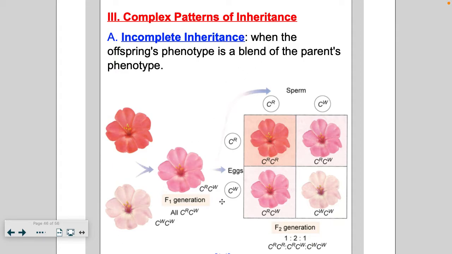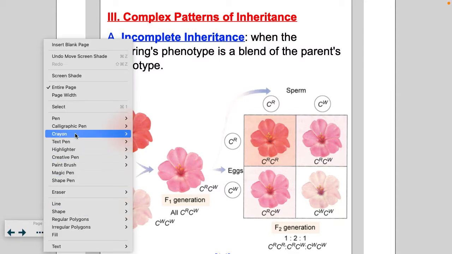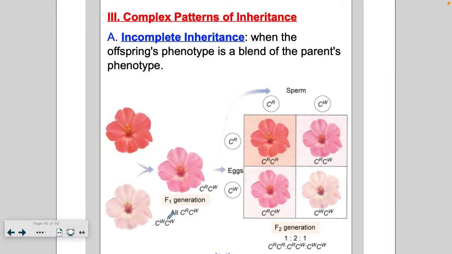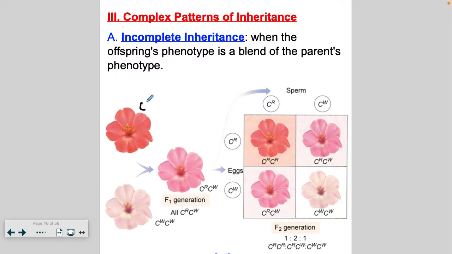So let's take a look at what's going on with the gametes, the sex cells. If you are white flowered, you are CW CW. So if you have two W's, you're going to be white. And this red flower is actually CR CR. So if you have the two R's, then you are red. And then take a look at the offspring. Okay, pink, CR CW. So if you have R and W, then you are pink.